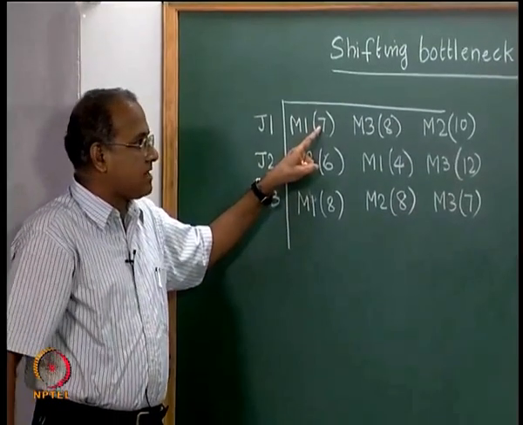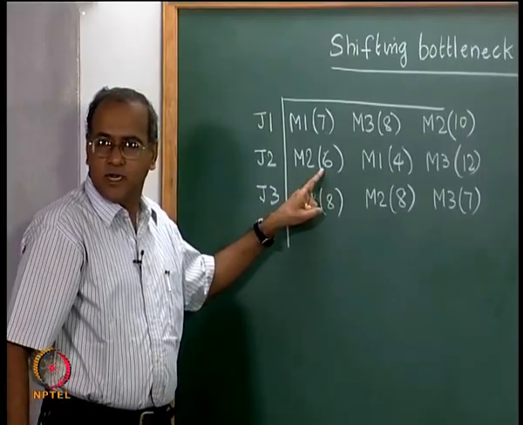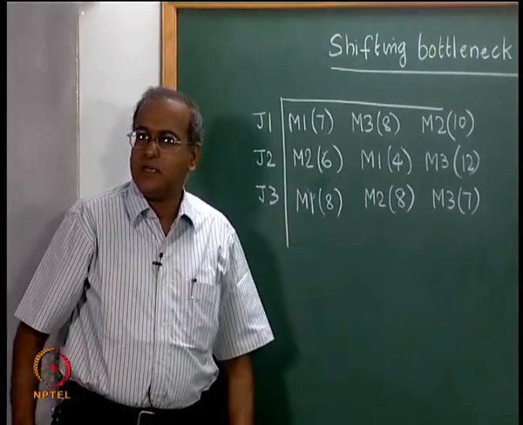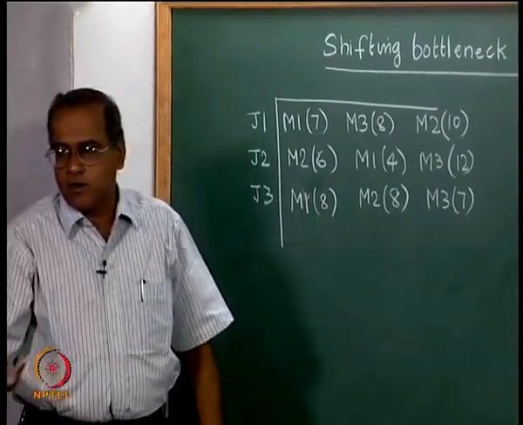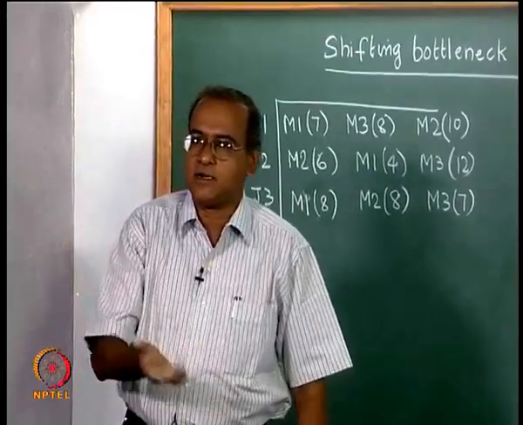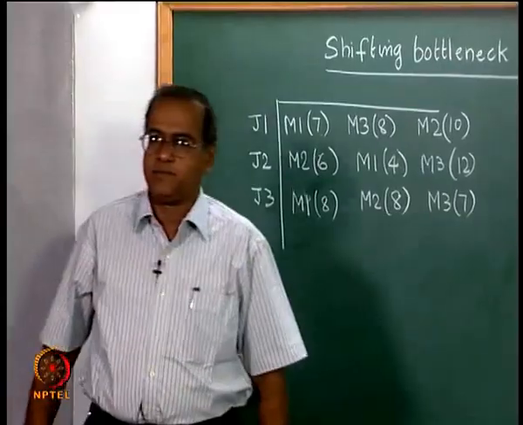So, job 1 requires 25 time units, job 2 requires 22 time units, job 3 requires 23 time units. So, automatically the lower bound on the makespan is the maximum of the job processing times. So, 25 is a lower bound to the makespan.